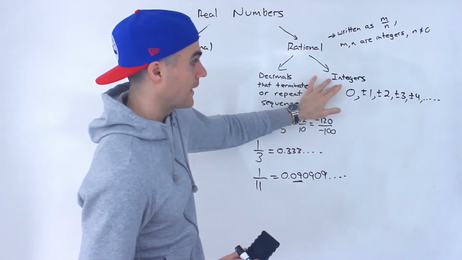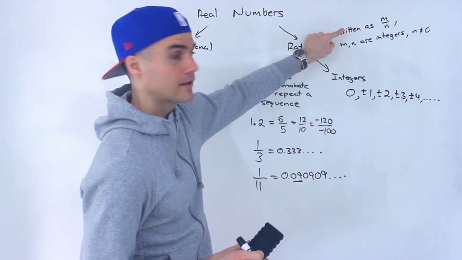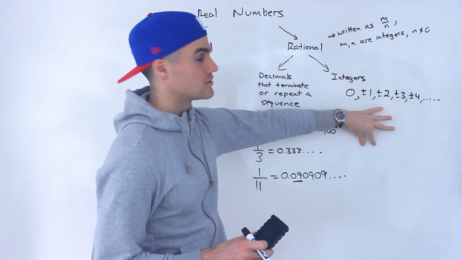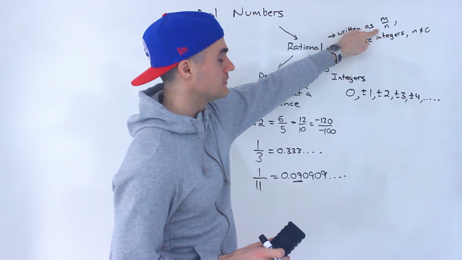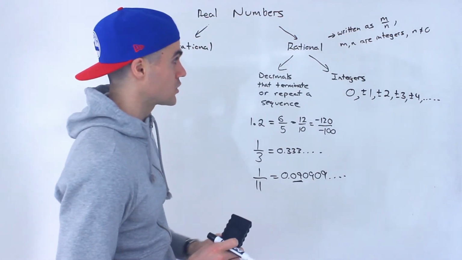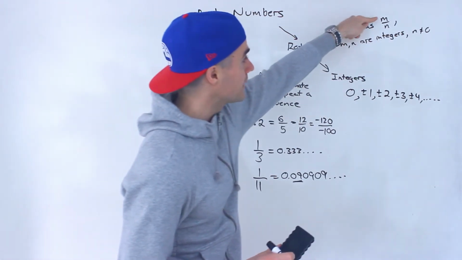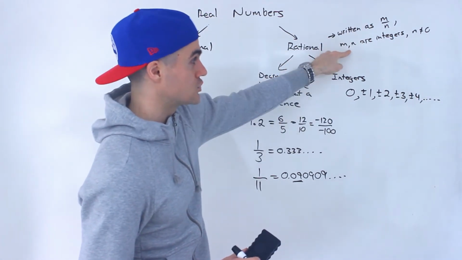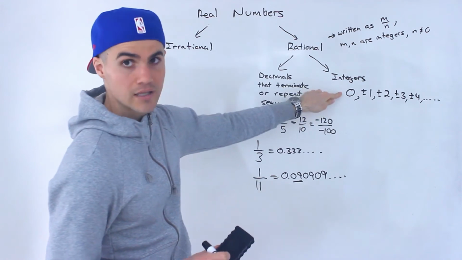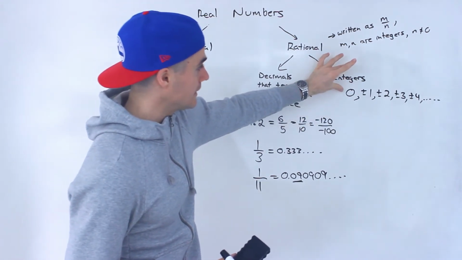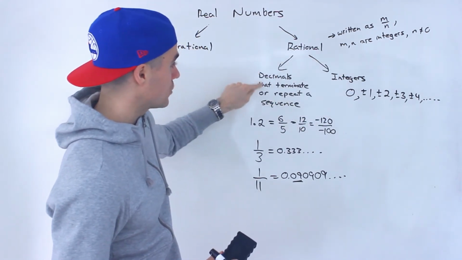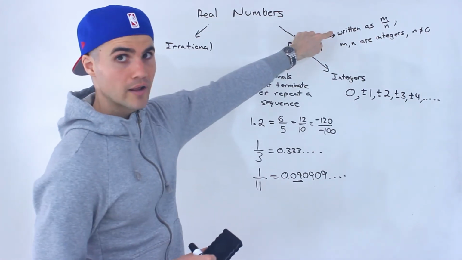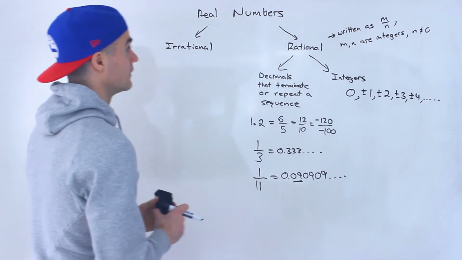Right? And then as we know, any integer can be written in that format as well. You could just take the integer and put it over 1, right? The n value can be 1. 1 is an integer. And then for 0, the m can be 0, and then the n can be any other integer besides 0, and you would get 0. Right? So any integer, any decimal that terminates or repeats a sequence is a rational number, meaning it could be written in that format, m over n.